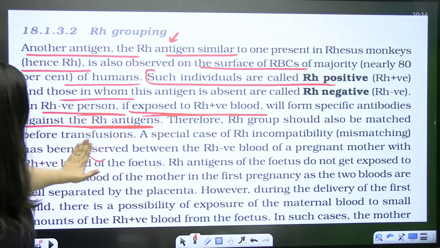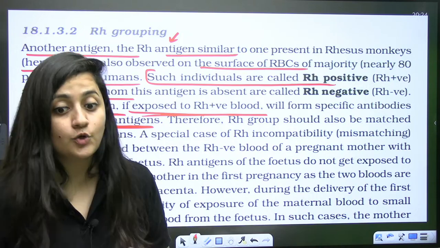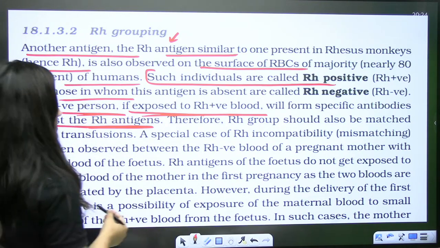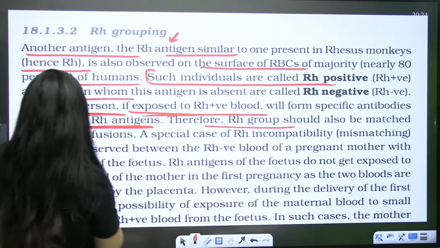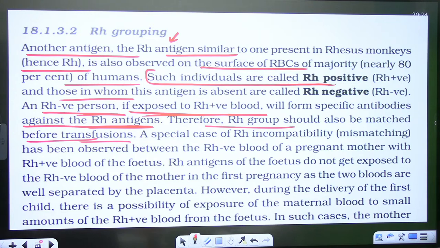So now let me discuss it from NCERT, and the next topic that we have to start is blood grouping. Now see, Rh group should always be matched before transfusion.